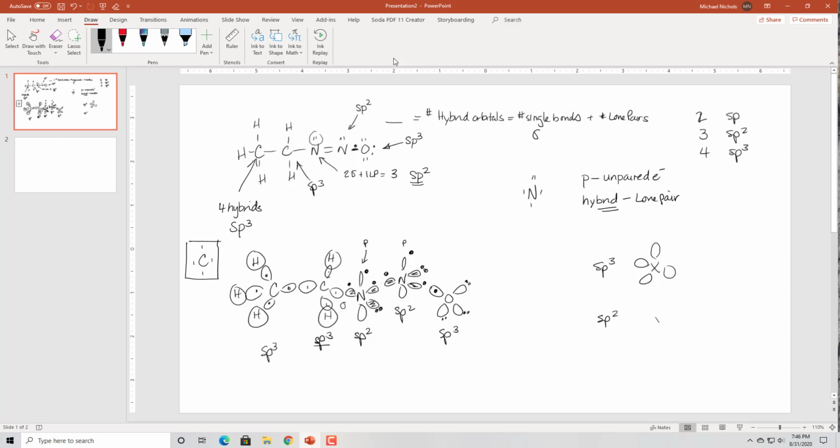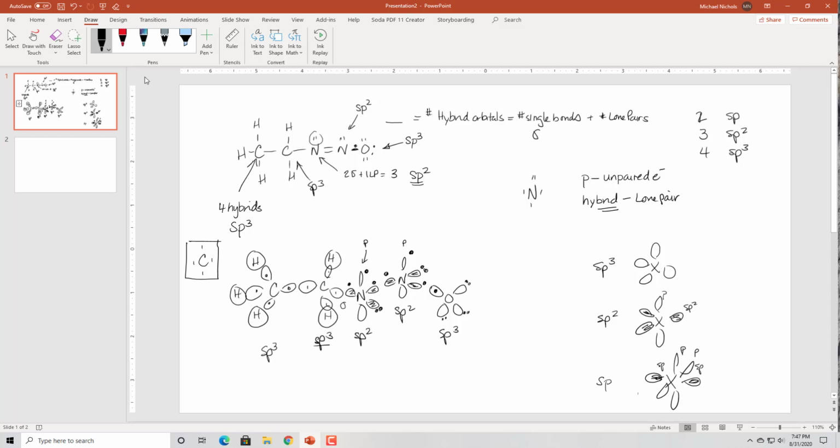Any sp2 atom has a p, and then 3 sp2s. And then finally the sp atom, any sp atom is always going to have, I should make it a carbon, I'll make it any atom, because it doesn't matter what the atom is, it's the hybridization. It will have 2 hybrid sp orbitals, and then it will have 2 unhybridized p orbitals.